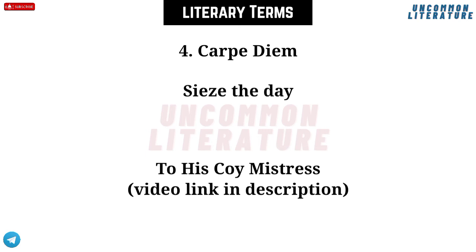The next one is Carpe Diem. Carpe Diem is a Latin phrase which means seize the day. Here, the speaker in a Carpe Diem poem emphasizes that life is short and time is running. And by saying this, the poet tries to convince his beloved to change her mind and indulge in lovemaking. The best example of this is To His Coy Mistress by Andrew Marvell. I have also analyzed this poem, you can have a look.